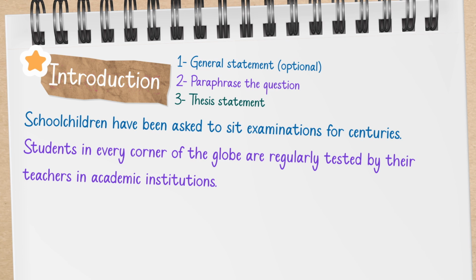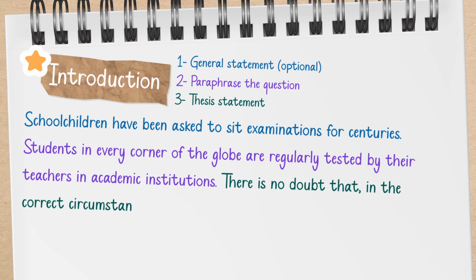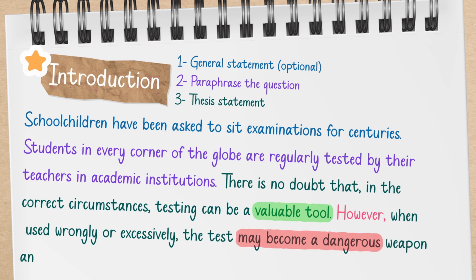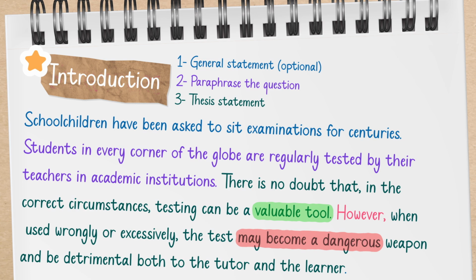Now, I start my thesis statement with something like this. There is no doubt that in the correct circumstances, testing can be a valuable tool. So it shows that there are some advantages. Now, I should write about disadvantages. I should mention that, all right. There are also some negative points which should not be neglected, right? However, it's a very good word, however. When used wrongly or excessively, the test may become a dangerous weapon and be detrimental both to the tutor and the learner.